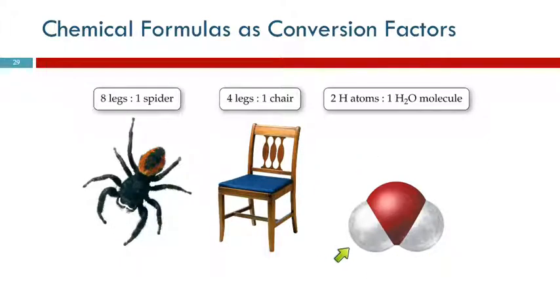And then here's a water molecule. There are 2 hydrogen atoms in one water molecule. So just like we look at the chair, we see there's 1, 2, 3, 4 legs. This is a water molecule. The hydrogens are the white ones, 1, 2. We look at the formula. There's 2 hydrogens. So we have these sorts of relationships, conversion factors, in the chemical formula. Everybody okay with that?